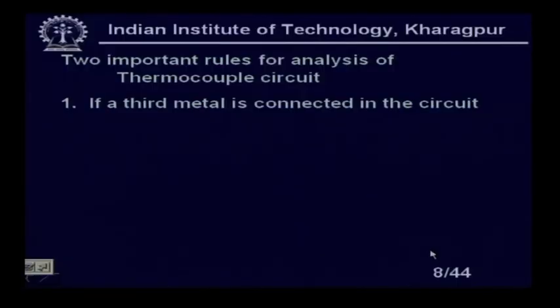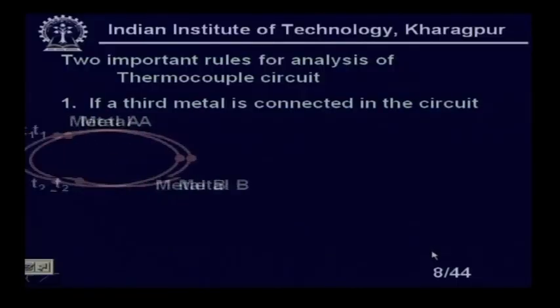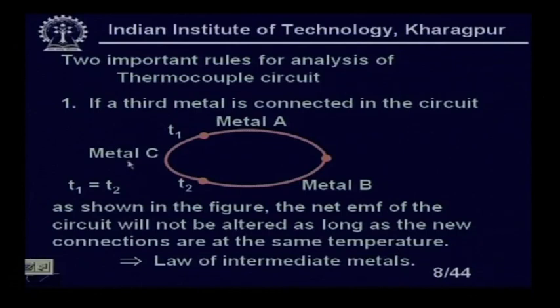If a third metal is connected in the circuit, metal C, you see metal C is connected here. This is metal C which is connected, this is metal A, this is metal B. Whatever the temperature, it does not matter. It has some different temperature obviously. Here we have the temperature T1 and here the temperature T2. Now, we are taking T1 equal to T2. If T1 equals T2, it does not matter, our EMF will remain the same as before.